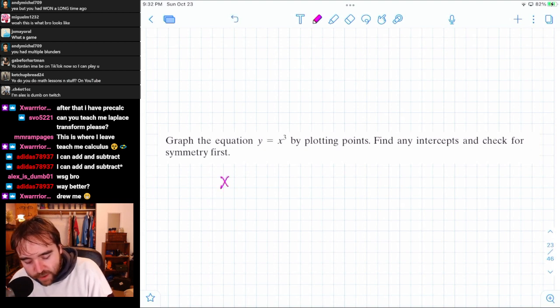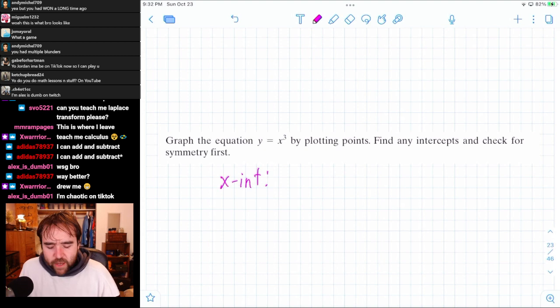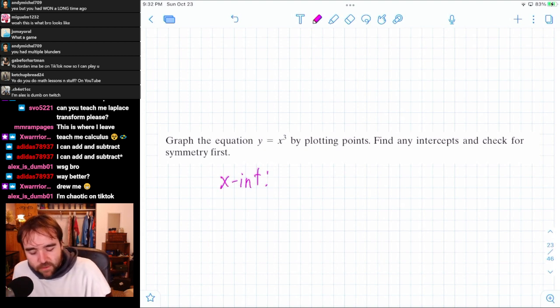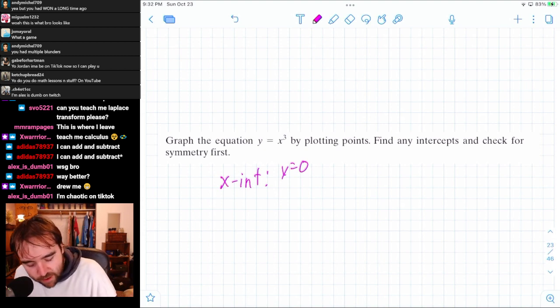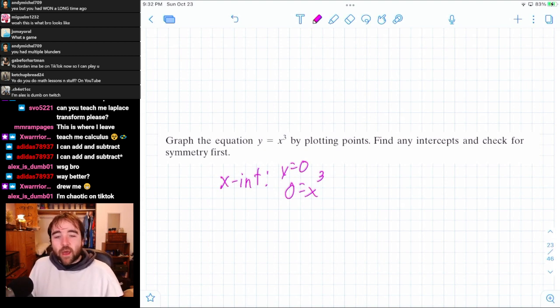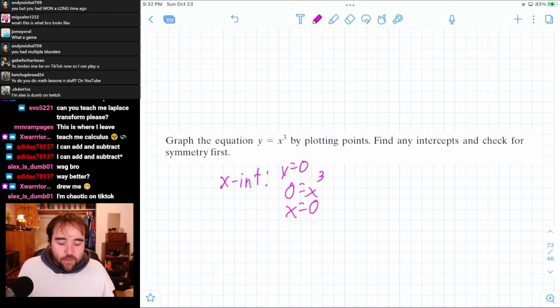So first off, let's find x-intercepts. Normally I find y-intercepts first because it's easier, but let's find x-intercepts. So what is an x-intercept? We just make the y value equal to 0, as always, because that's how you find x-intercepts. So we say 0 equals x cubed, and we solve for x. And what's the cube root of 0? 0. So our x-intercept is x equals 0.